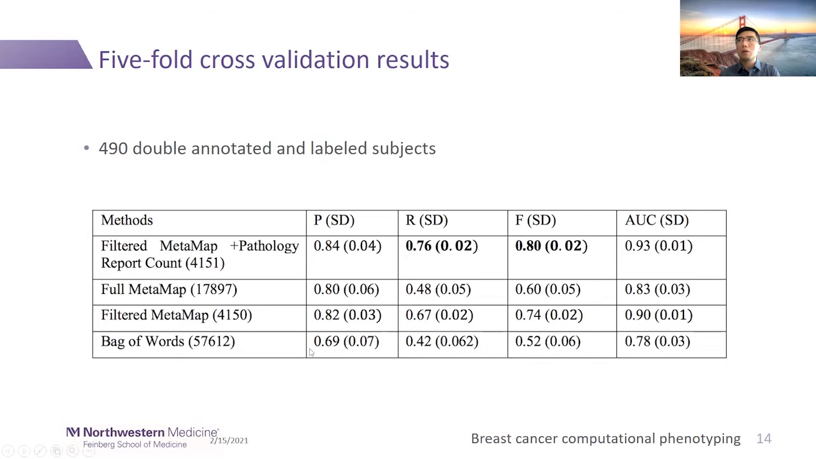And so this is on 490 double annotated and labeled subjects. One of the project's characteristics that I really wanted to tout is actually the amount of effort that's spent by our students and also our team members into annotating the clinical notes, pathology reports, and progress notes into creating this ground truth, right?